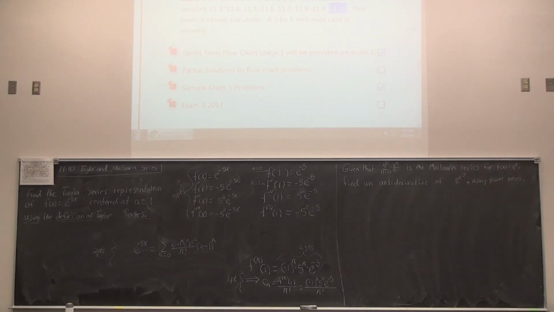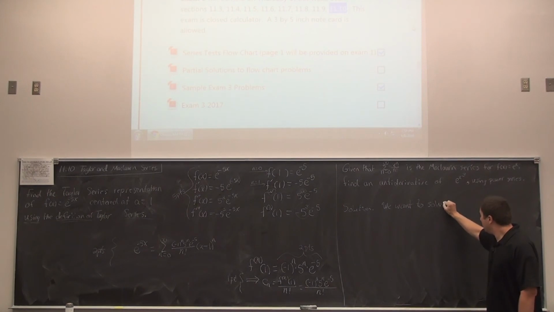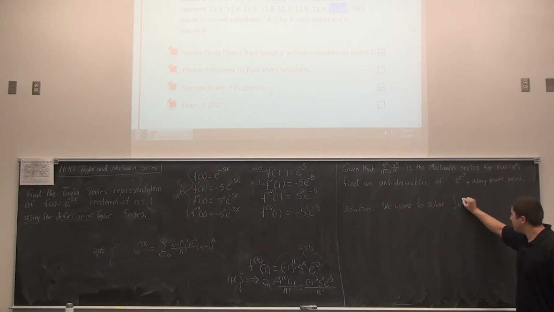I think that's a good clarification there, because you could always use the fundamental theorem of calculus part 1, and that would be a bona fide antiderivative. We want a different kind of antiderivative using the results that we've been working up so far in terms of power series. So this is our solution. We want to solve the antiderivative of e to the x cubed dx.